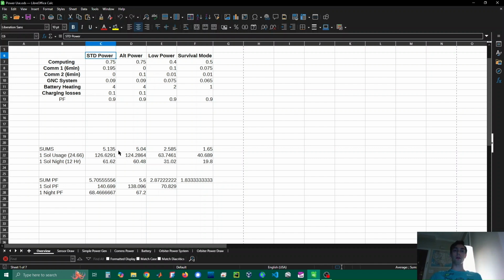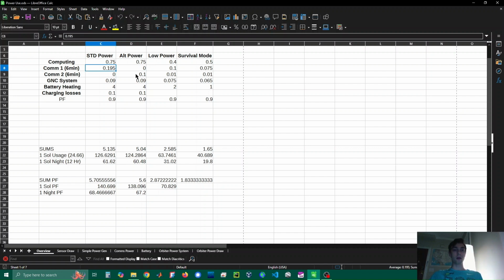So we've got different power modes. We have 4 different power modes. Our standard power, that's what we're going to spend most of our time in. We're going to do alt power. The only real difference between these two is which communication system we are using. I have it clarified in here, but we assume that it's 6 minutes per orbit, and again, that's part of the duty cycle calculation.